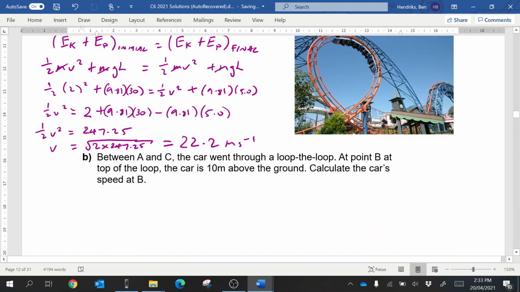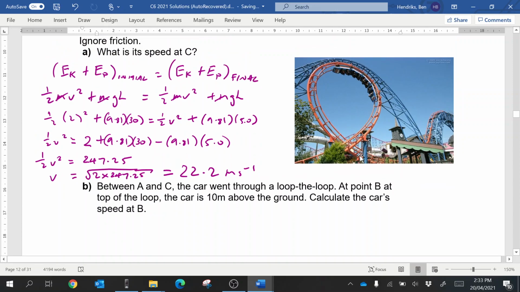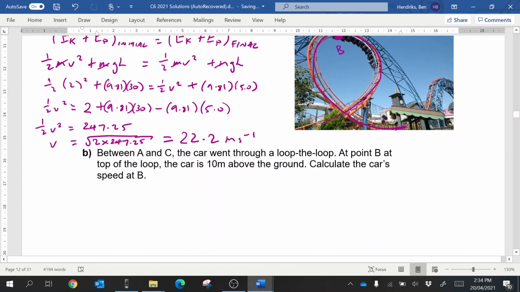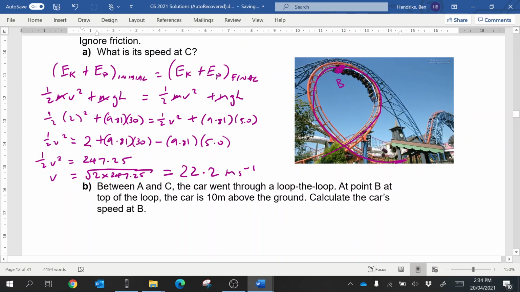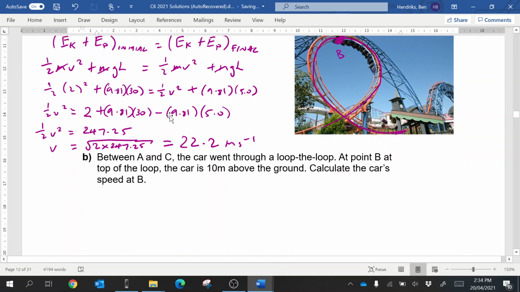Part B is essentially the same. Between A and C, the car went through a loop-the-loop. This here in the picture is a loop-the-loop, and this point here we can consider to be point B. At point B, at the top of the loop, the car is 10 metres above the ground. Calculate the car's speed at B. I'm just going to jump in because it's exactly the same problem. It's just that we've changed the 5 for a 10.